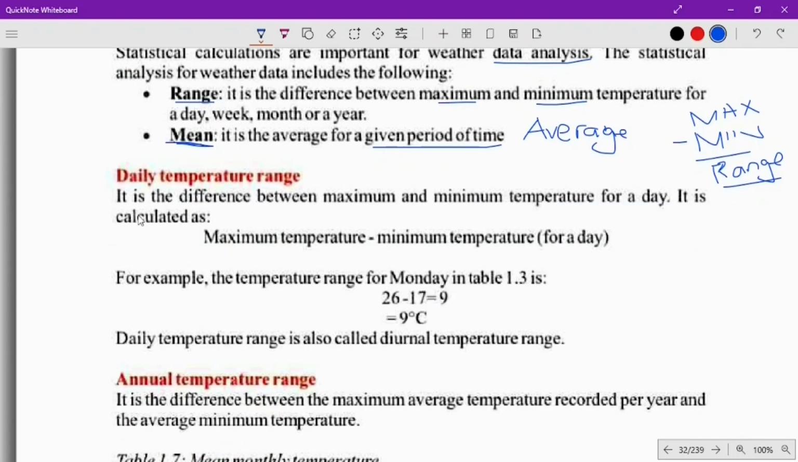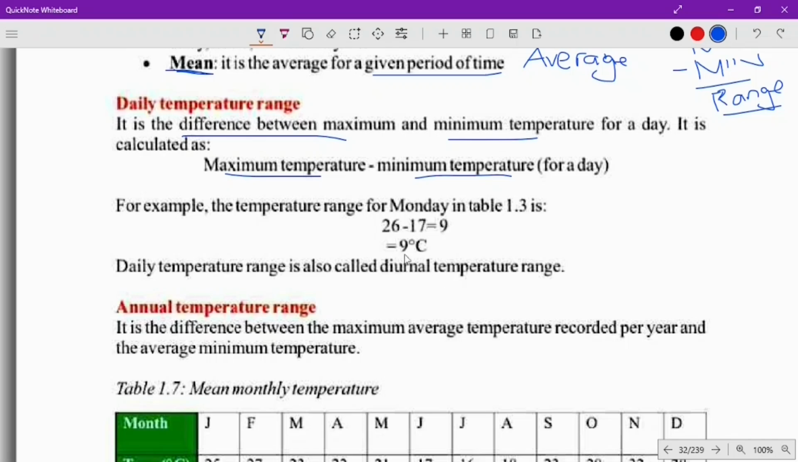We have daily temperature range. A daily temperature range is the difference between the maximum temperature and the minimum temperature for a day. How do we calculate it? We take the maximum temperature or the highest temperature during the day and the minimum temperature during the day. We subtract them, then we get our temperature range. For example, the maximum is given as 26, the minimum 17. So our temperature range is 9 degrees Celsius.